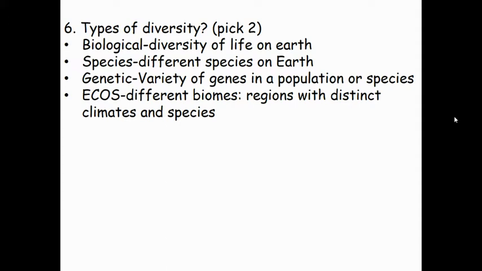Types of diversity. There's biodiversity, species diversity, which is simply the number of different species on the planet. Genetic diversity is the variation in our genes. And then ecosystem diversity is the different biomes. And a biome is a region on the planet with a distinct climate and distinct species types.